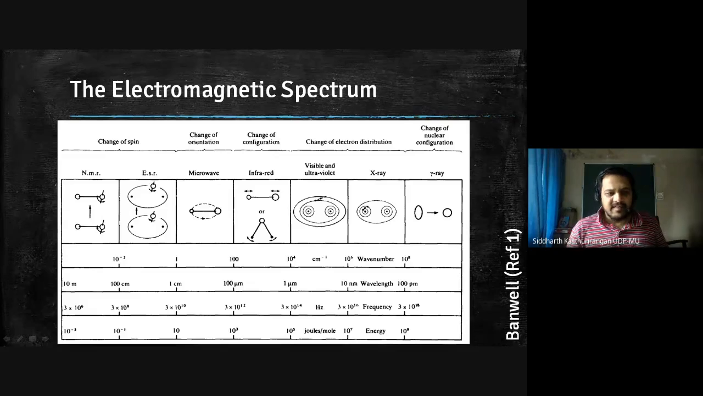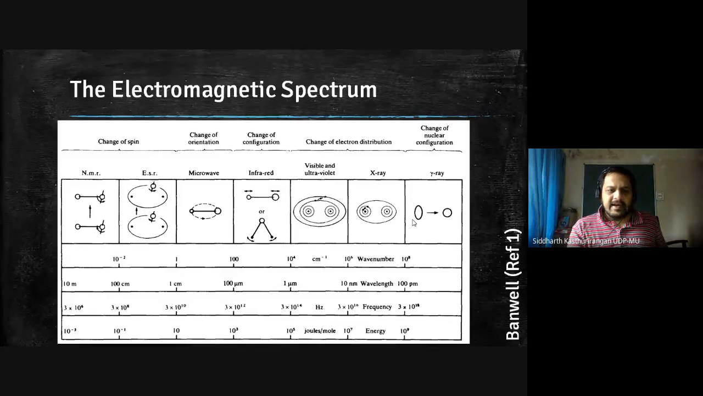So this is the diagram, and I will be passing on this PPT also. Apart from the video, I will be passing on the PPT also, so you can go through it at your leisure. And the reference for this is Banwell. In the first chapter of Banwell, he has this diagram. You can go through it in detail.